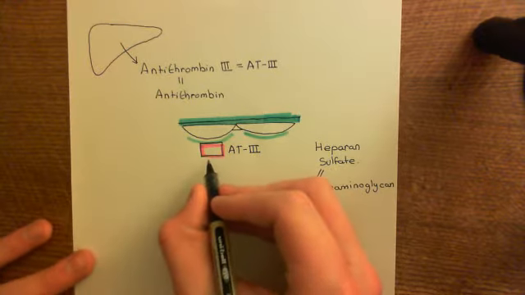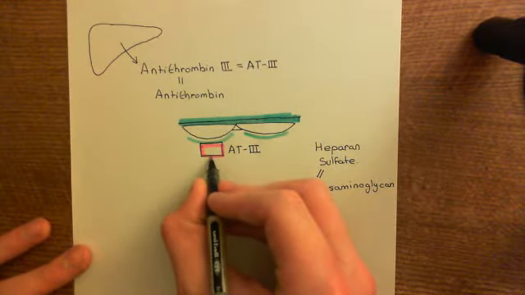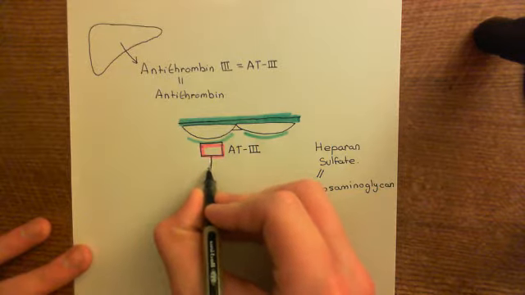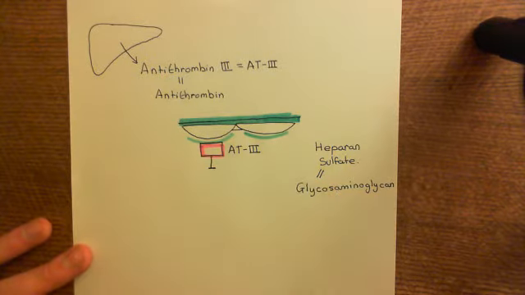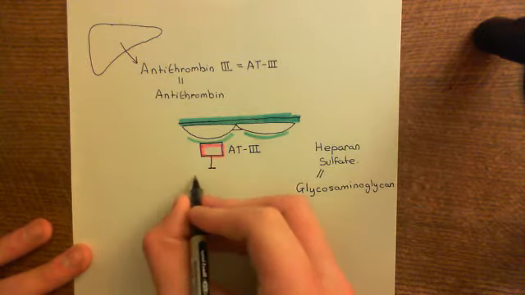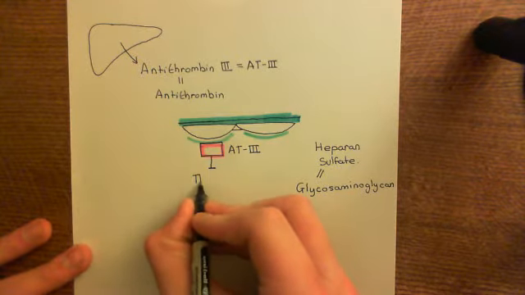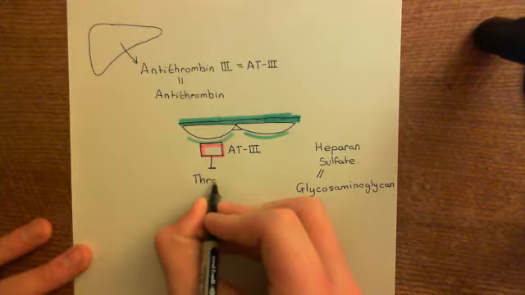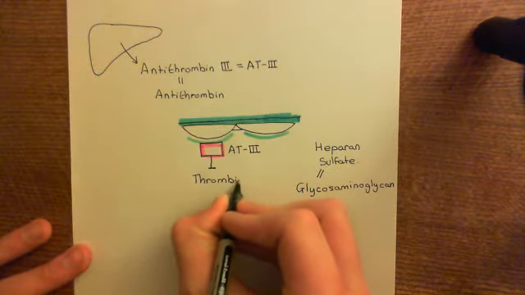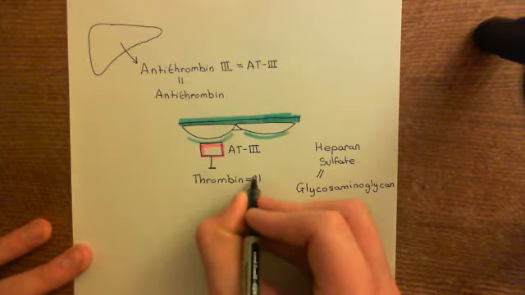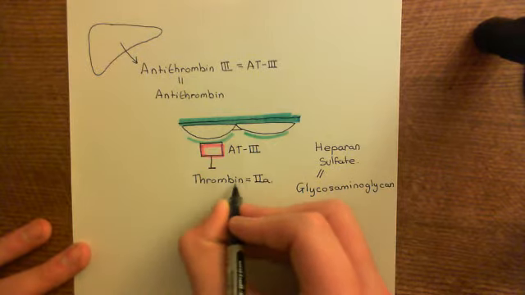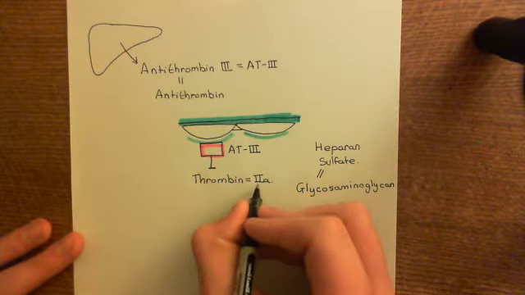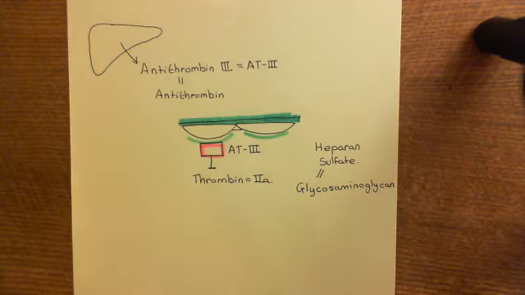Okay, so antithrombin 3 then, now that it's activated, inhibits a whole bunch of things that are within the coagulation cascade. The main one, though, I think you'll probably be able to guess what the main one is. Look at the name. Basically, the main one it inhibits is thrombin, or factor 2A. So thrombin is also called factor 2A. So it inhibits this enzyme. And remember, thrombin, or factor 2A, is involved in converting fibrinogen into fibrin.